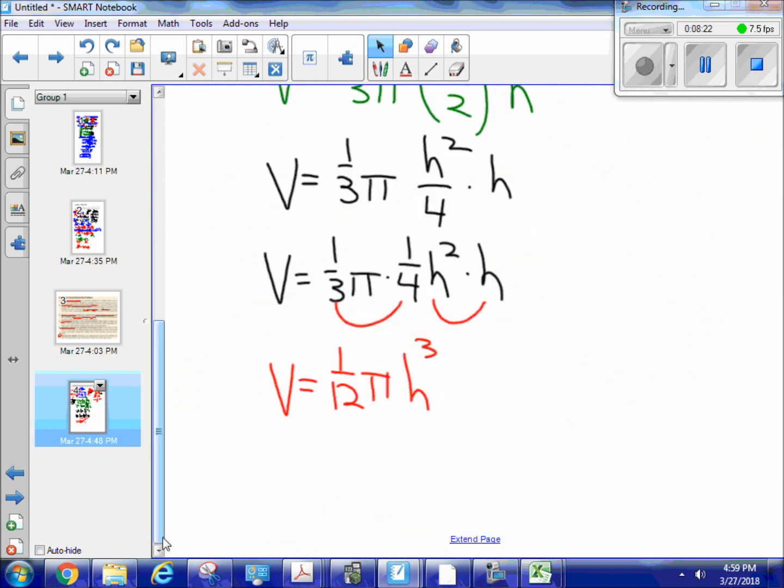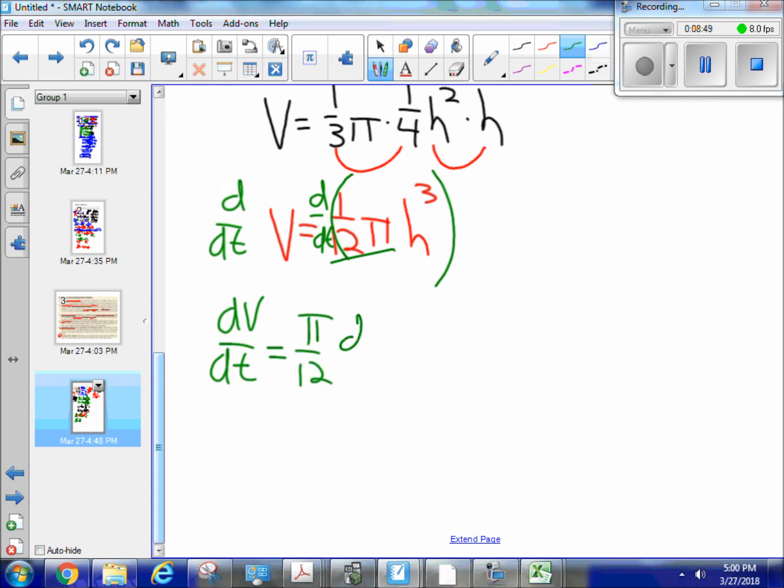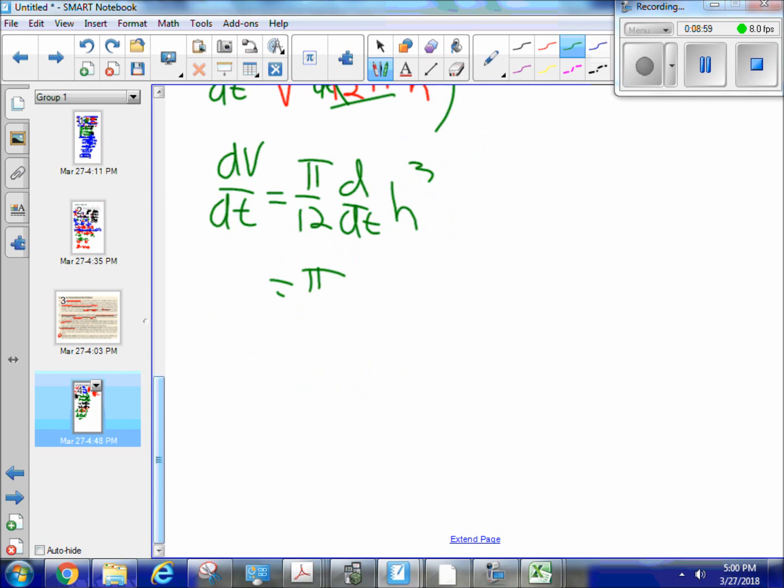So let's kind of take the derivative of both sides and see what happens. The derivative with respect to time of v, and the derivative with respect to time of this entire equation right here. So what I am seeking here is dV/dt, and that is equal to, I have 1/12 pi, that's a constant. I can pull that through. So let's just call it pi over 12 d/dt of h cubed. So that is equal to pi over 12, well, that would be 3h squared. Now remember, h is a function here. H is something that is changing with respect to time. So I did the outside, now I got to do the inside, dh/dt. So I have my dV/dt is equal to pi over 12, 3h squared dh/dt.